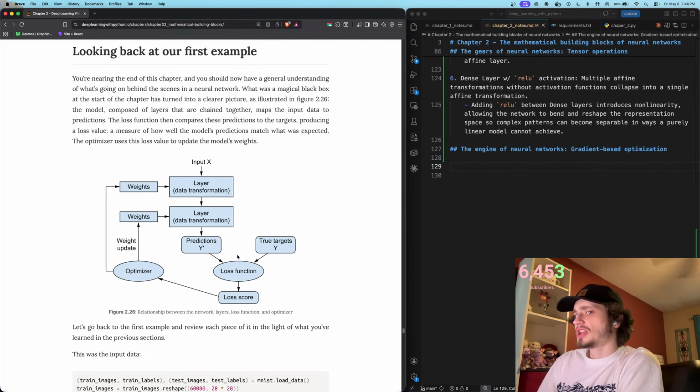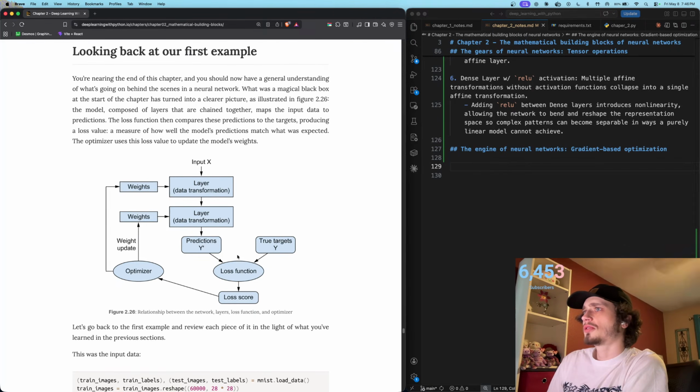Looking back at our first example, you're nearing the end of this chapter, and you should now have a general understanding of what's going on behind the scenes in a neural network. What was a magical black box at the start of the chapter has turned into a clearer picture, as illustrated in figure 2.26. The model, composed of layers that are chained together, maps the input data to predictions. The loss function then compares these predictions to the targets, producing a loss value, a measure of how well the model's predictions match what we expected. The optimizer uses this loss value to update the model's weights.